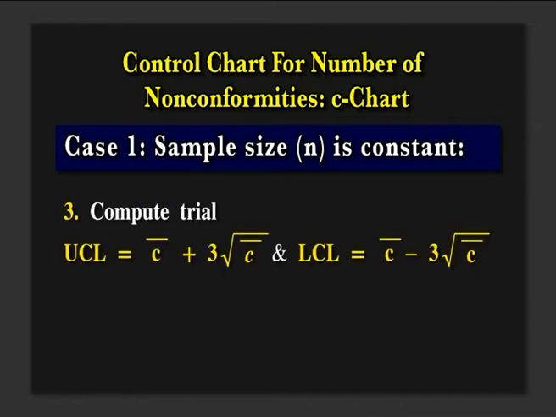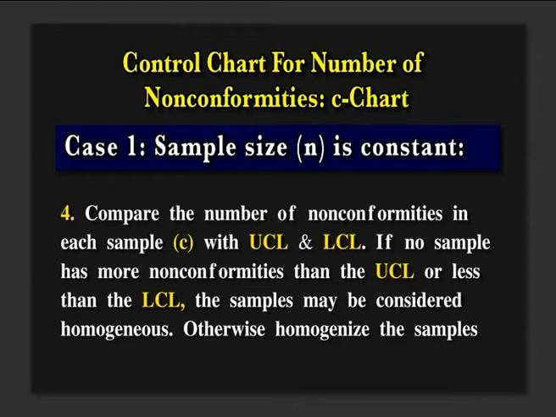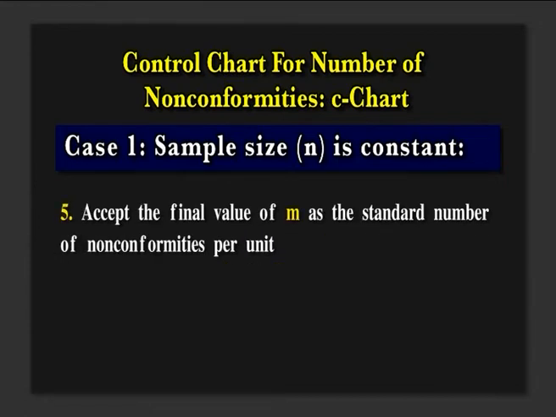Step 3. Compute trial control limit: UCL is equal to C bar plus 3 times root of C bar and lower control limit is equal to C bar minus 3 times root of C bar. Step 4. Compare the number of nonconformities in each sample C with UCL and LCL. If no sample has more nonconformities than the UCL or less than the LCL, the samples may be considered homogeneous. Otherwise, homogenize the sample.